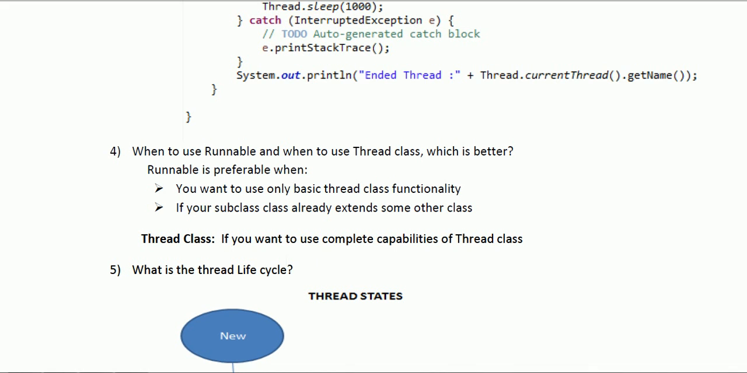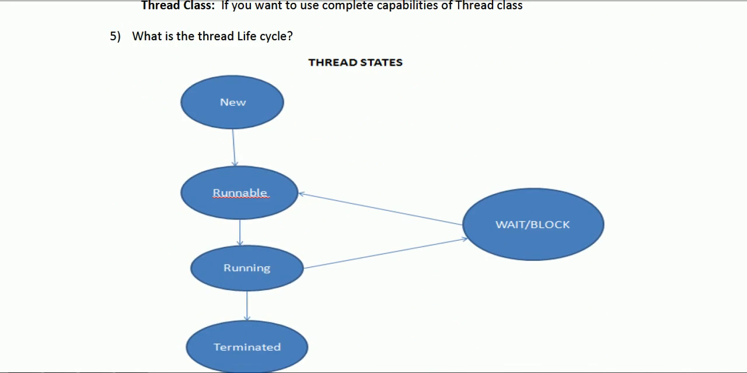Then the next one is, what is the life cycle of a thread? Whenever you create a thread in Java, it moves through different stages during its life cycle. The first one is the new status. That means whenever you create a thread, for example T1 equals new Thread, it is just a newly born thread, and it has not yet started anything. So this is called the new status.